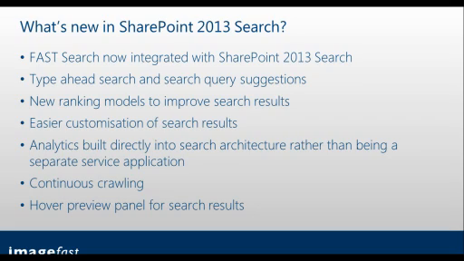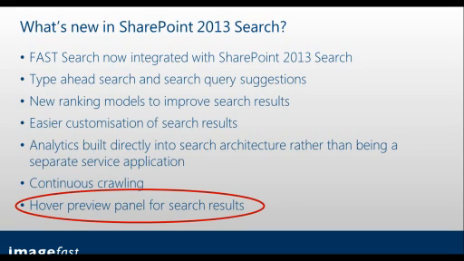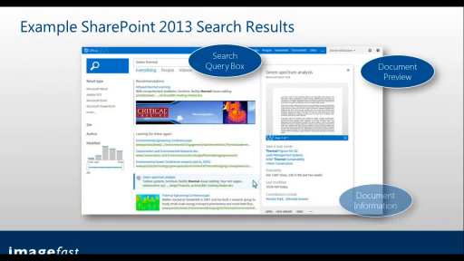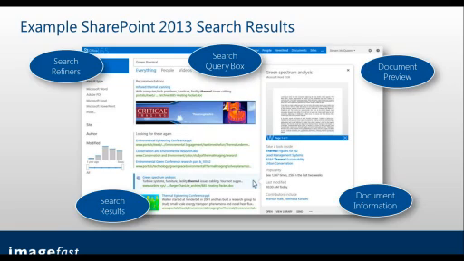One of the other key introductions with SharePoint 2013 search is the introduction of the Hover Preview panel for search results, which again, as we're focusing on search and document preview, that's one of the elements I'll focus on this morning. So this is an example SharePoint 2013 search results page. Here we can see the end user's search for a query, a green thermal, and we're seeing some results in the center of the page that match the end user's query term.